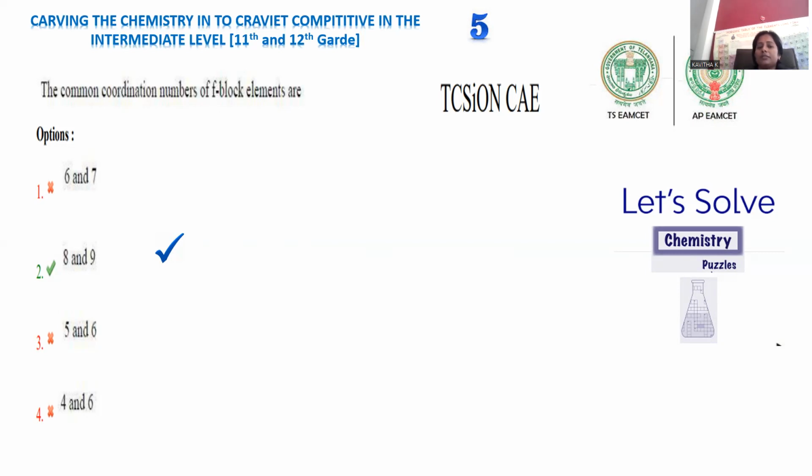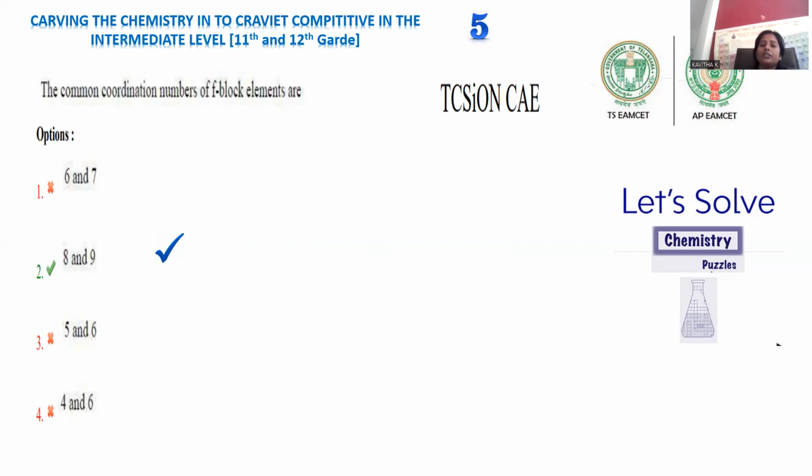F block elements are larger in size. That's the reason why they can accommodate more ligands around them. So there is a possibility of around 8 or 9 ligands around the F block metal. Hence they can reach a larger coordination number.